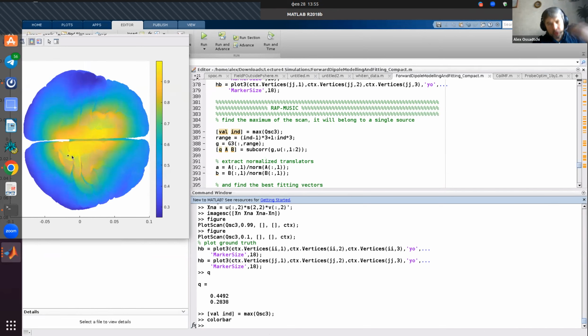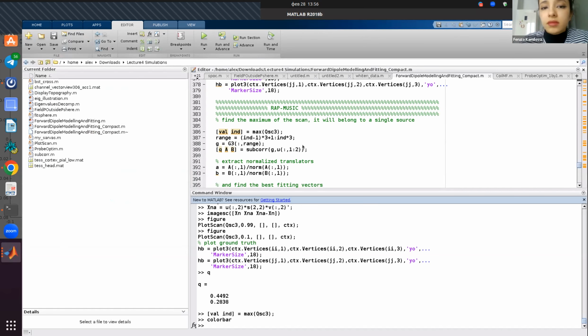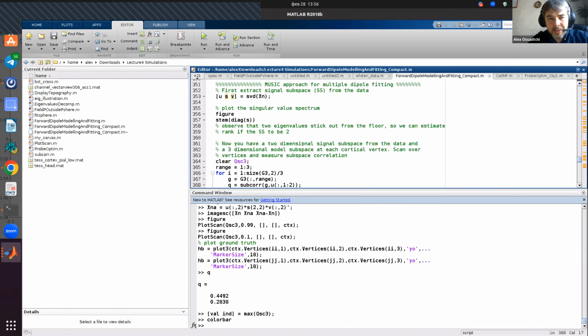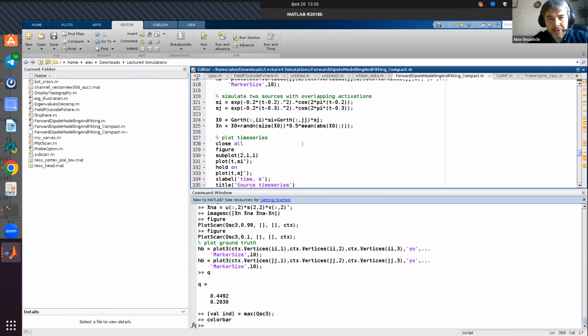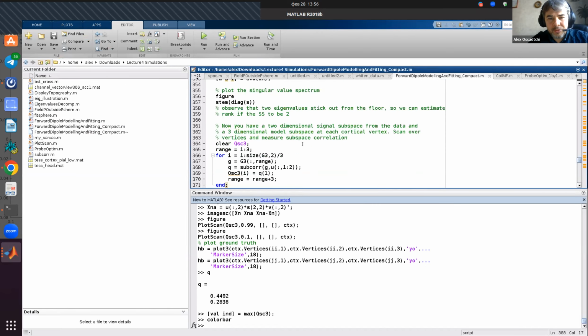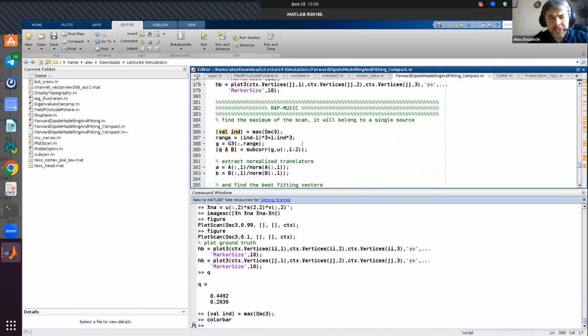This is a drawback of the method, because this fine structure is dictated by the accuracy of the forward model. If the forward model is not accurate, then the maximum will be shifted. I actually played with it here. Where I was doing the scan, I was adding noise to the model just to check. It's kind of stable, but not super stable. But anyway, it's a problem.